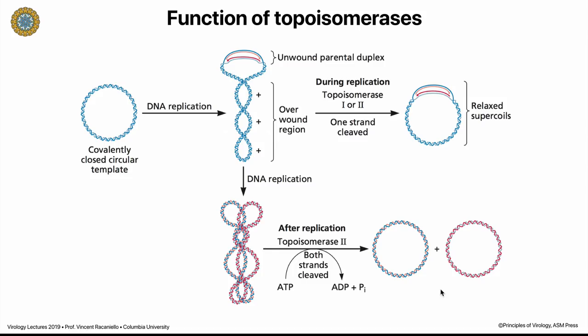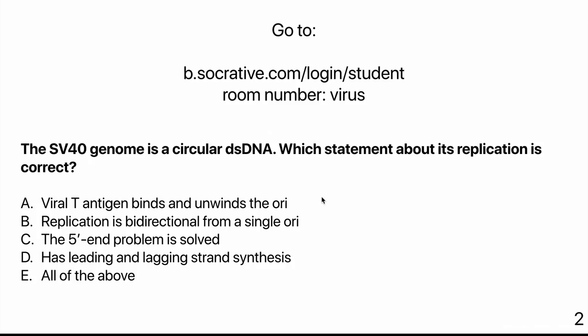Our next question, the SV40 genome is a circular double-stranded DNA. Which statement about its replication is correct? A, viral T antigen binds and unwinds the ori. B, replication is bidirectional from a single ori. C, the 5' end problem is solved. D, has leading and lagging strand synthesis. E, all of the above.